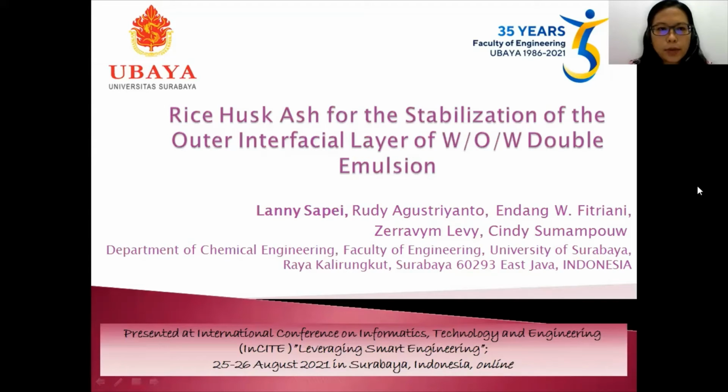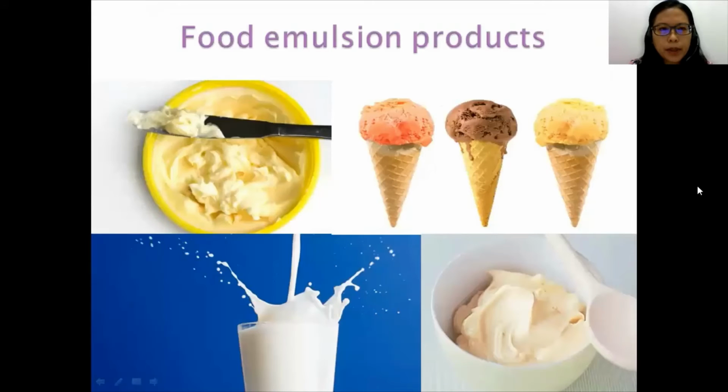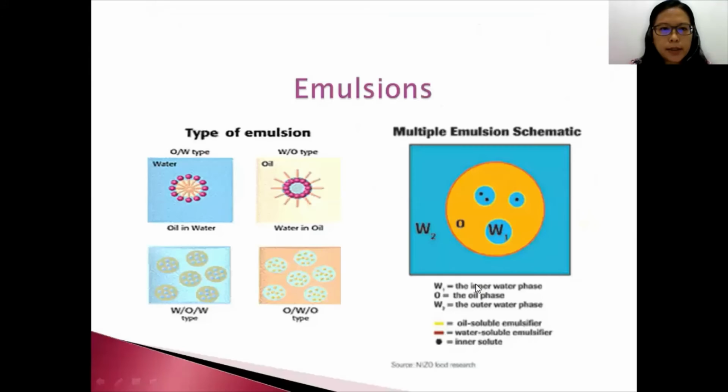Today I would like to present our research work with the title Rice Husk for the stabilization of the outer interfacial layer of water-in-oil-in-water double emulsion. Here are some examples of food emulsion products, for example butter, ice cream, milk, and mayonnaise.